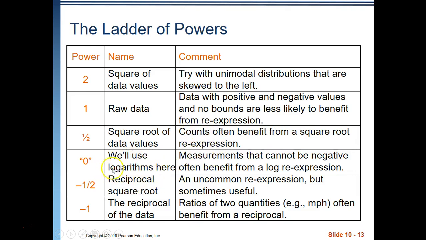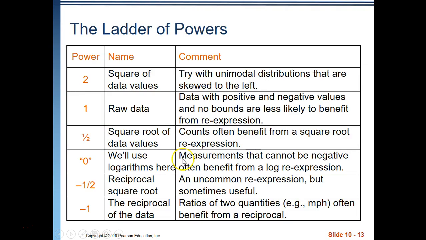We'll use logarithms here, right? So when you're not using a power at all, measurements that cannot be negative often benefit from a log. So if there's any kind of measurement that can't be negative, we're going to use logs. Reciprocal square roots are an uncommon re-expression but sometimes useful, and the reciprocal of the data, a ratio of two quantities, often benefits from those. So if you're looking at a ratio between two different quantities, like maybe miles per hour, it often benefits from that. Your logs and your reciprocals, again, you might want to go to first and foremost.